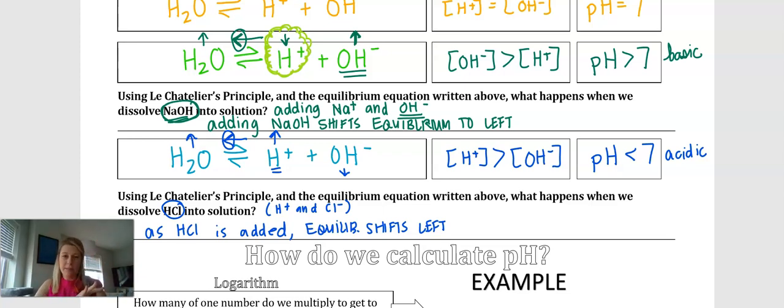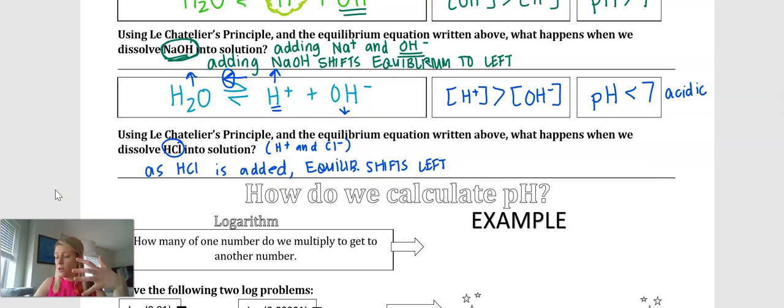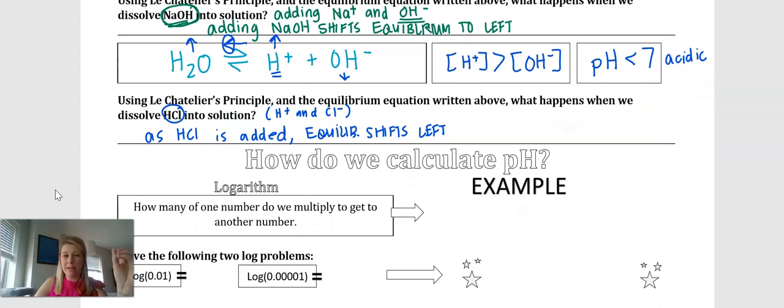Now, how do we calculate pH? Okay, how do we determine pH values? Now, this is a logarithm-based mathematical calculation, or a log-based calculation. This is something that typically as freshmen you're not super familiar with, so I am going to take a really quick amount of time to go over logarithms with you, and then we'll dig into pH. So what is a logarithm? It's kind of the most ridiculous mathematical explanation here, or definition, but it is essentially how many of one number do we multiply to get to another number, okay?